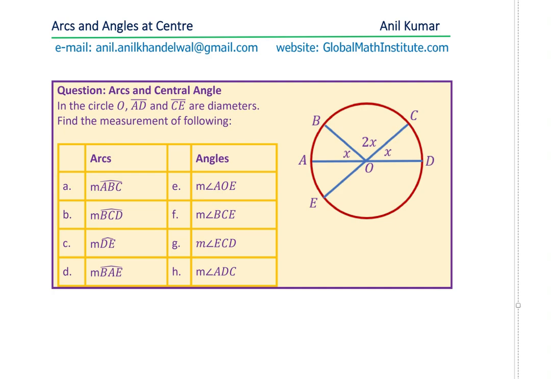Now let us take a question based on arcs and central angle. The question is, in the circle O, AD and CE are diameters. Find the measurement of the following arcs: measurement of arc ABC, measurement of arc BCD, measurement of arc DE, and measurement of arc BAE.